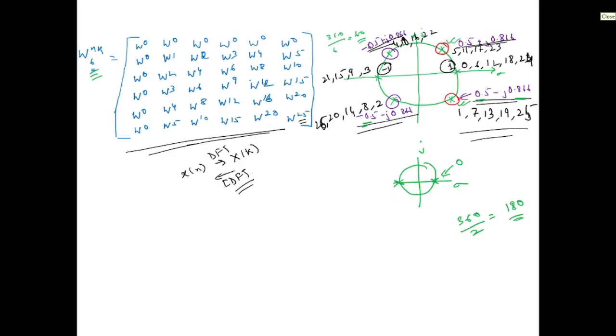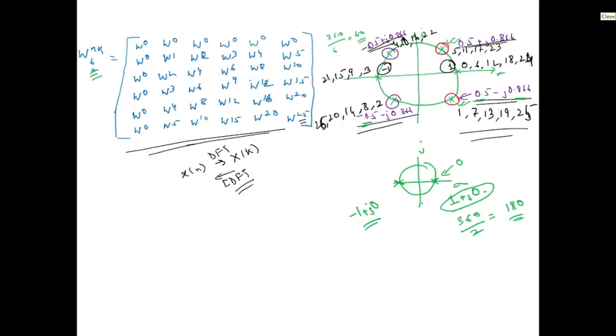So what is the value of this point? Magnitude, it is a unit circle. What is the coordinate value? 1, 0. So 1 plus j0. So the value is 1. At this point, -1 plus j0. The value is -1.